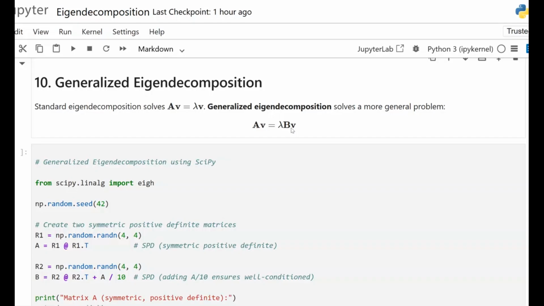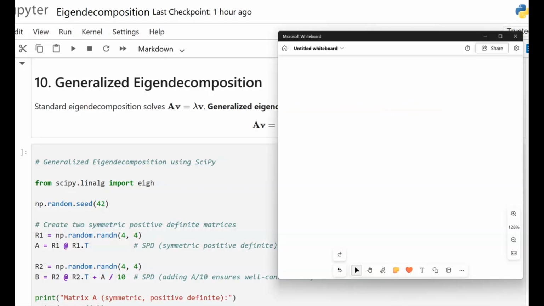Here, instead of scaling the eigenvector by a scalar, that is lambda V, we scale it by another matrix times a scalar, that is lambda B times V. So the resulting lambda and V pair are not eigenvectors of matrix A alone or B alone. They characterize the relationship between both matrices. Conceptually, you can think of generalized eigendecomposition as a regular eigendecomposition of the product of A multiplied by B inverse.